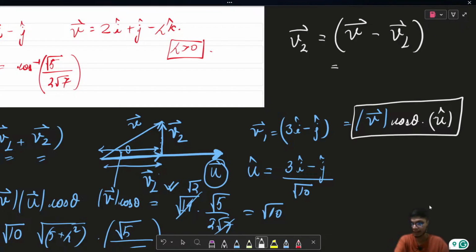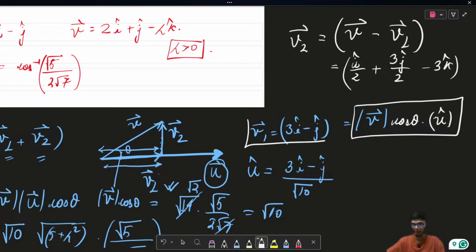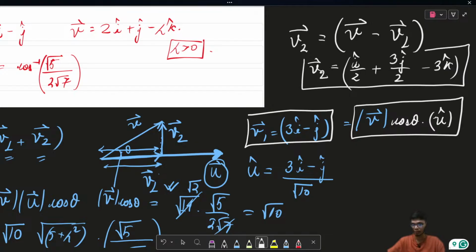Alright, so if I do that, I will obtain my v2 vector, as i cap by 2 plus 3 j cap by 2 minus 3k cap, right? And then I have obtained my v1 vector and I have also obtained my v2 vector. So I obtained two of my vector components, right?